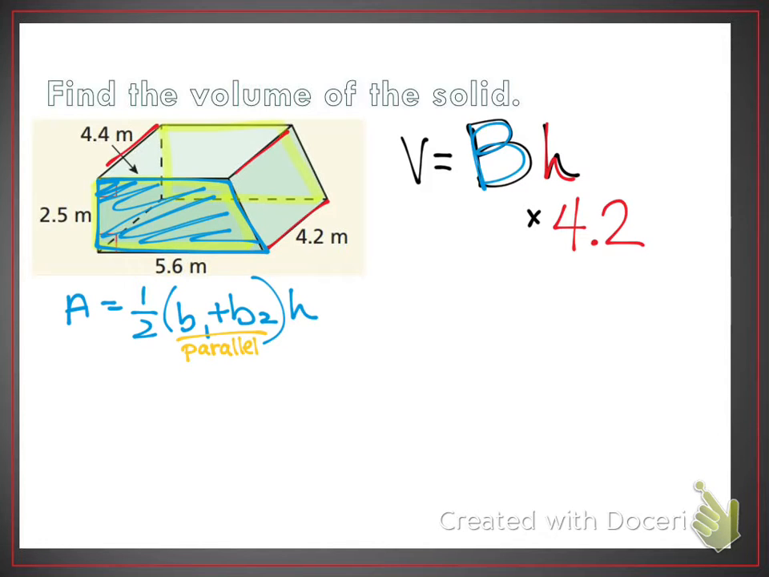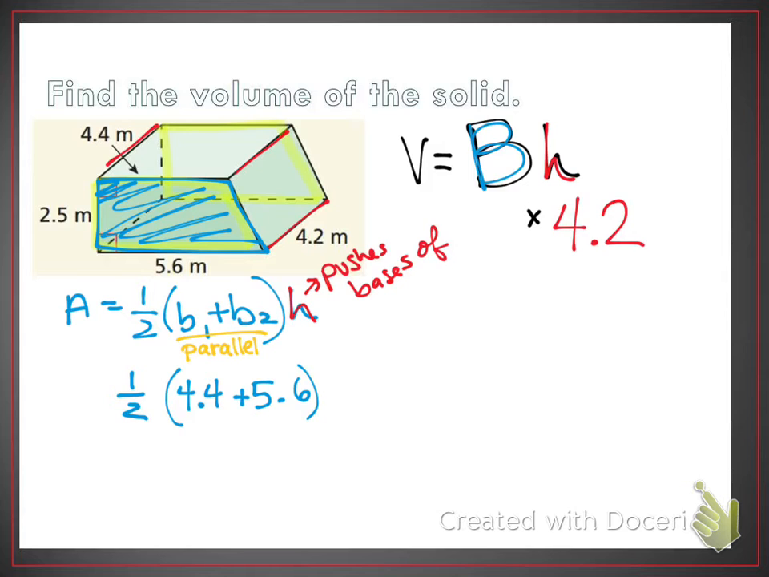Of the whole figure, the bases are congruent. But when we're talking about the trapezoid itself, the 2 bases are parallel. So in our trapezoid, we're only looking at what I shaded in blue. What are the 2 bases? 4.4 and 5.6. And then times the height of the trapezoid, and it's what pushes the bases of the trapezoid apart. Yeah, that's correct. I wasn't saying you were wrong.